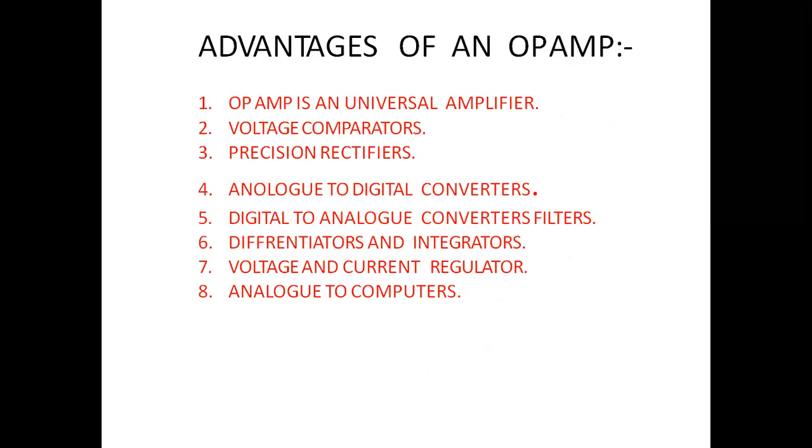We can see some advantages of the op amp. Op amp is a universal amplifier. We can use op amp as an analog to digital converter or digital to analog converter, filter. We can use op amp as a voltage comparator, precision rectifier, analog computers. We can use this as a differentiator, integrator, voltage and current regulator.